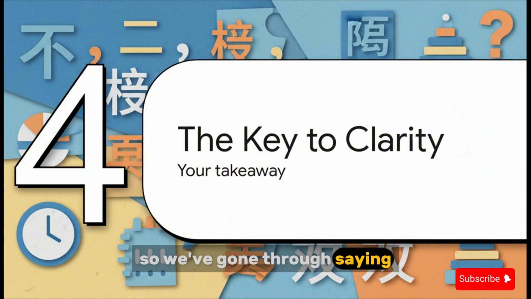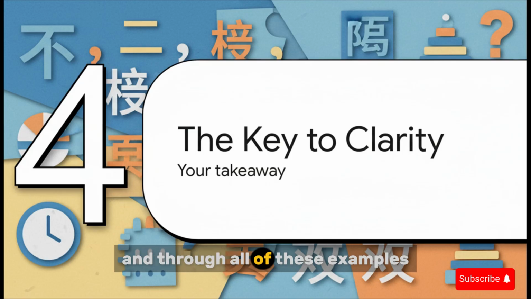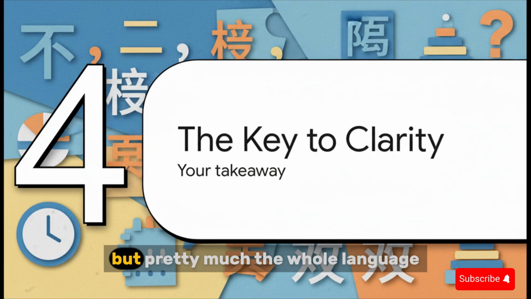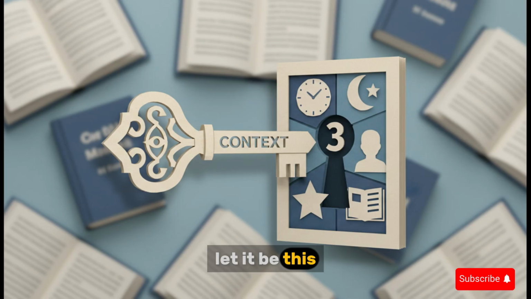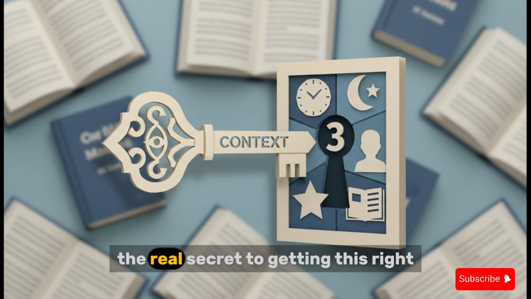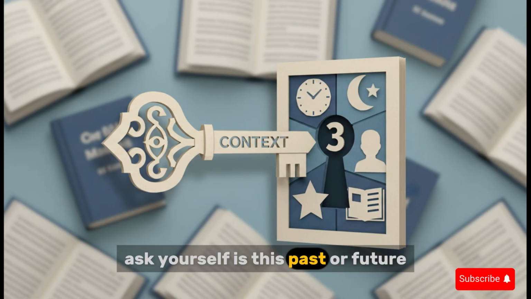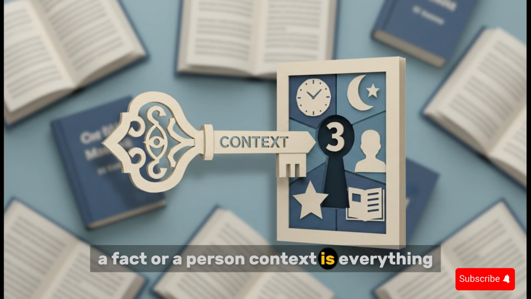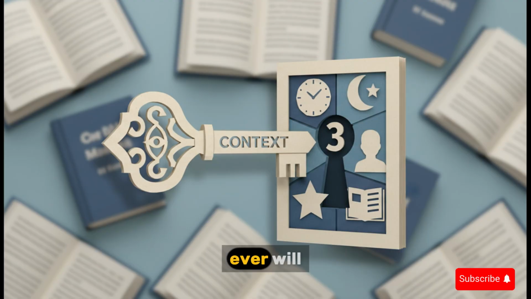So we've gone through saying not, counting to 2, knowing things, and doing things again. And through all of these examples, there's been a common thread, a key that unlocks not just these words, but pretty much the whole language. If there's one thing you take away from this, let it be this. Don't just memorize the English translations. They will often let you down. The real secret to getting this right is to always look at the context. Ask yourself, is this past or future? Is it a number or a quantity? A fact or a person? Context is everything. Understanding that logic will help you way more than just memorizing vocabulary lists ever will.